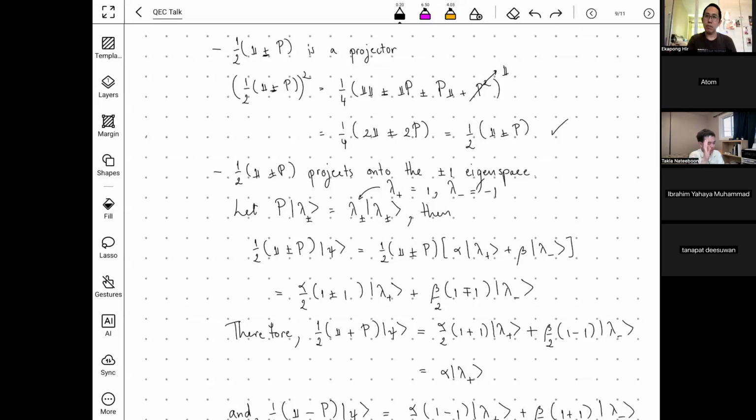This is the definition of idempotent. A projection is an idempotent operator such that its kernel is equal to the orthogonal complement of its range. You take the image, the entire range of your projector P. Whatever is orthogonal to this is in its kernel. And that's the definition of a projection.